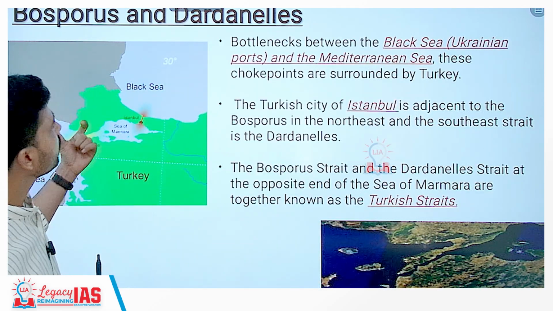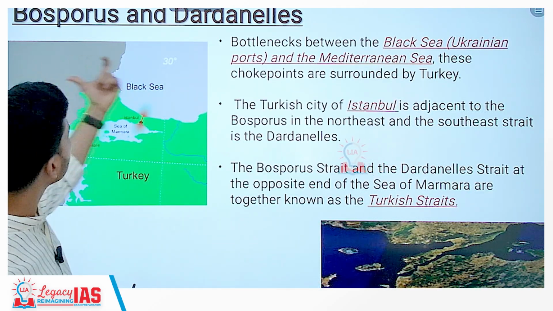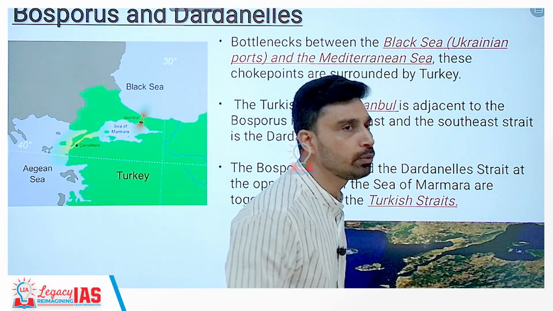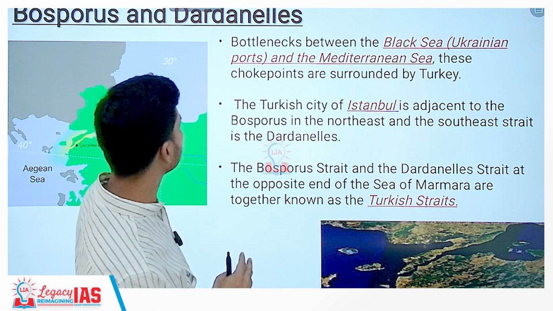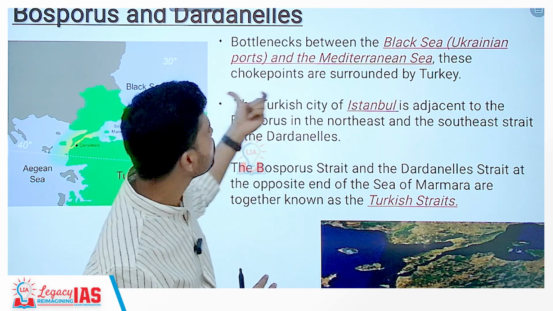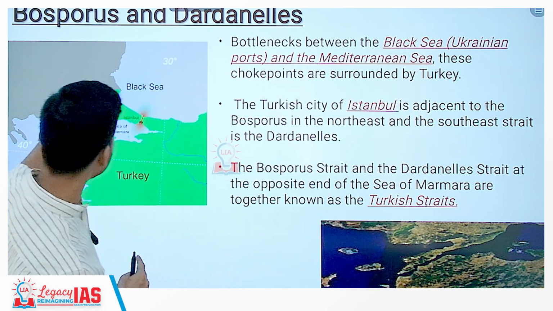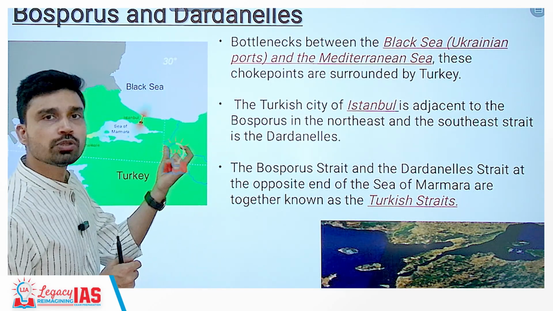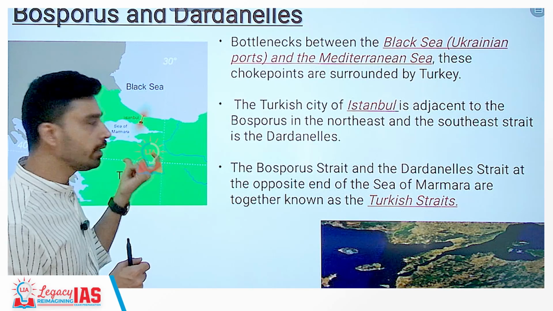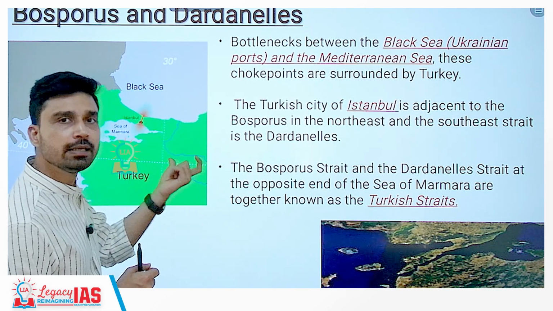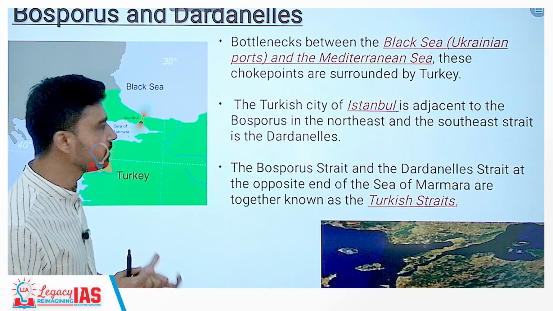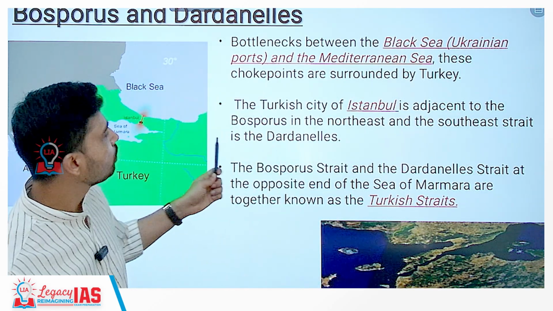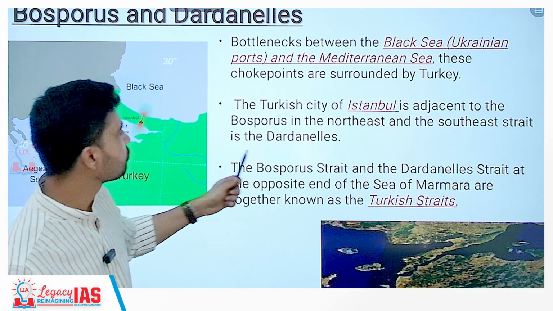So that is what we can understand, that both these straits, Bosphorus and Dardanelles, act as a bottleneck between the Black Sea, where Ukrainian ports are situated, and the Mediterranean Sea. These choke points are surrounded by a landmass, that is Turkey. I am sure you know that Turkey is a country whose western part lies in the European continent and the eastern part lies in the Asian continent. The Turkish city of Istanbul is adjacent to the Bosphorus in the northeast, and the southeast strait is the Dardanelles.